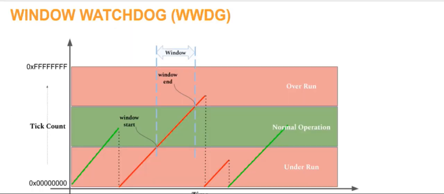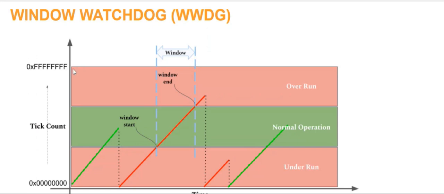Now, the other type of WatchDog is window WatchDog. So here, if you see this diagram, there are 3 regions. First is this pink region, underrun, second is normal operation, and third is overrun. So in this window WatchDog, what happens?